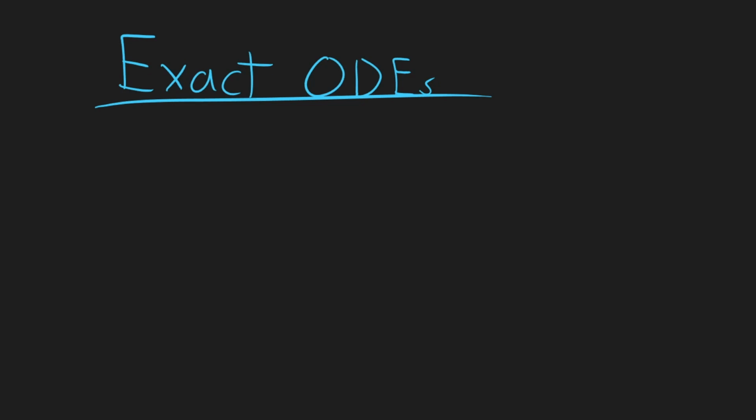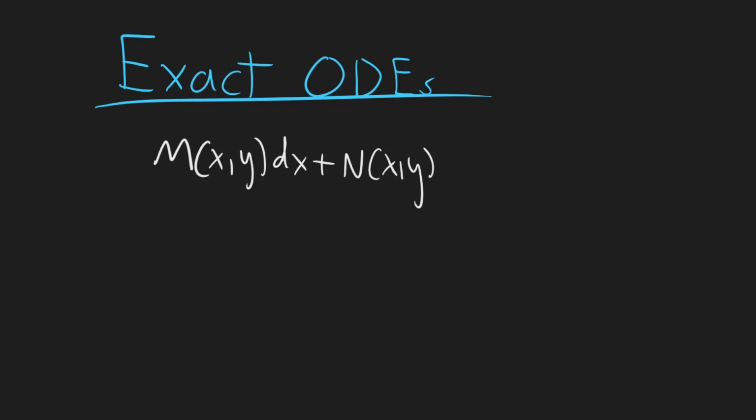So every exact ODE shares the form M of x,y, just a function of x and y, dx plus N of x,y, a different function of x and y, dy equals 0. This is the form of any exact ODE, but if an ODE is in this form, it's not necessarily exact. So there is one thing that you have to check just to make sure that you're actually working with an exact ODE and so that this method that I'll show you will work.